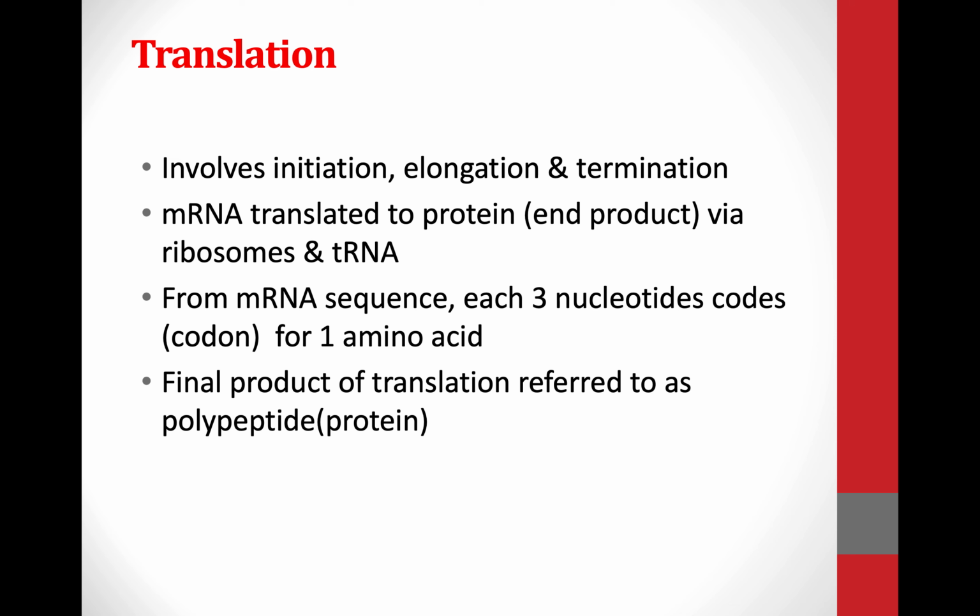Now, I'll just move straight ahead again to translation, because again this topic is a very general overview of gene expression in eukaryote. Translation in eukaryote involves initiation, elongation, and termination. The mRNA is translated to protein, of course, as the end product via the ribosome and tRNA. From the sequence of the mRNA, each trinucleotide codes for one amino acid. That much is known and always will be. The final product is called a polypeptide, and it will form a protein depending on how it is folded.